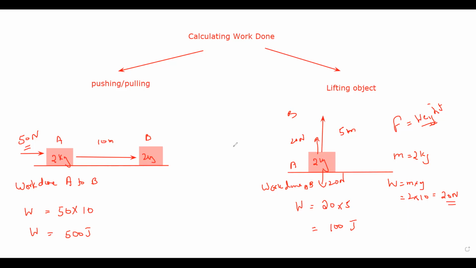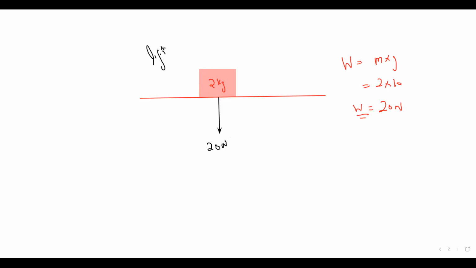So yeah, I can re-explain this. So basically what happened, if you are lifting an object, like if I say there's an object which is on the ground, the mass of the object is 2 kilogram. So what about the weight of the object? Weight is mass multiplied by gravity. So mass is 2 and gravity is 10. The weight of the object will be 20 Newton, which is acting down.